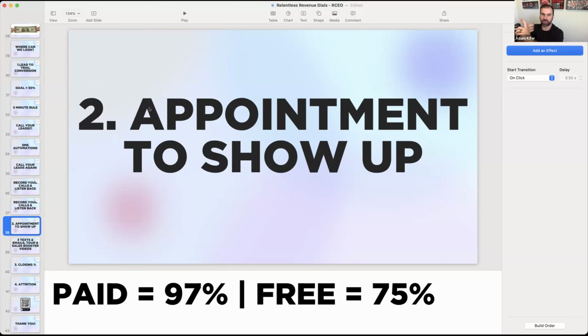Well, number one, you need to remove unknowns in the confirmation process. One of the best ways to do that is to send them a video of you doing a tour of the facility and showing some action clips from the classes, so that they have a better idea of what they're walking into before they get there.